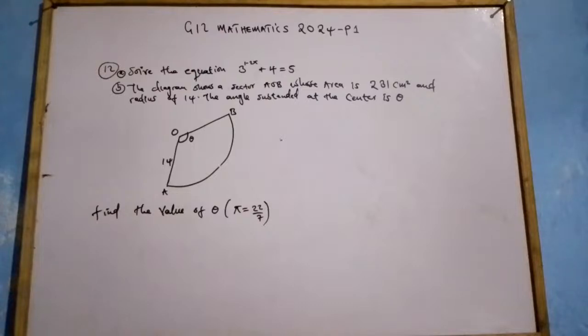Mathematics 2024, paper 1, question 12. Part A says solve the equation 3 power 1 minus 2x plus 4 equals 5. For B, the diagram shows a sector AOB where the area is 231 centimeters squared and the radius is 14. The angle subtended at the center is theta, and we have to find the value of theta.